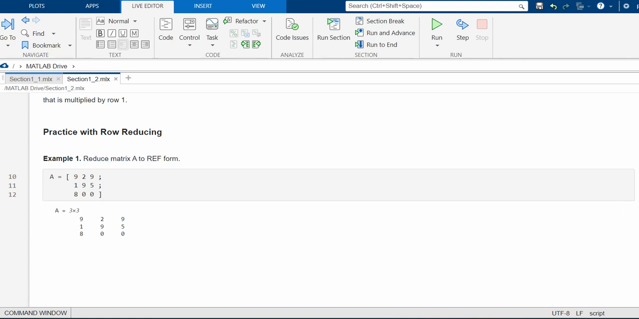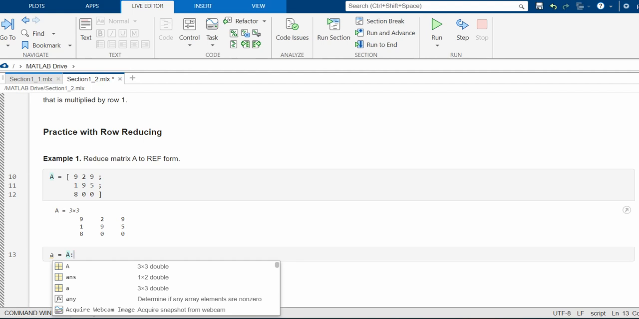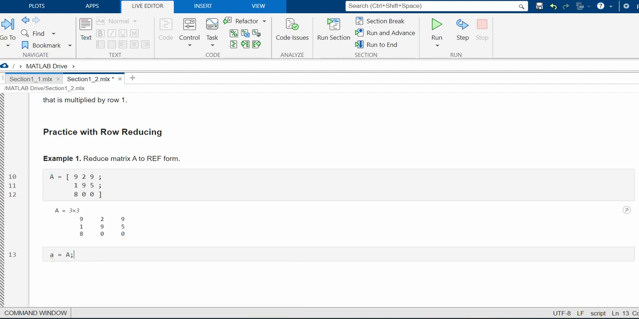Okay, so let's do this. I'm going to come down here below the matrix, and I'm going to get some code. The first thing I'm going to do is a equals capital A. Little a equals capital A. Why am I doing that? Well, I'm doing that because, again, as I go through and do these row operations, it's going to change the matrix. But if I start with a different matrix name, lowercase a rather than uppercase A will be the original matrix. And lowercase a will be the thing I can work with.